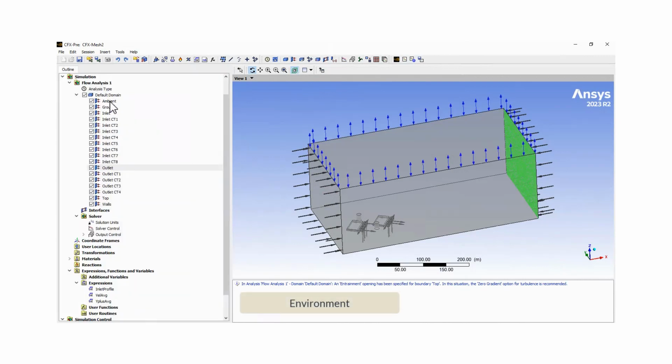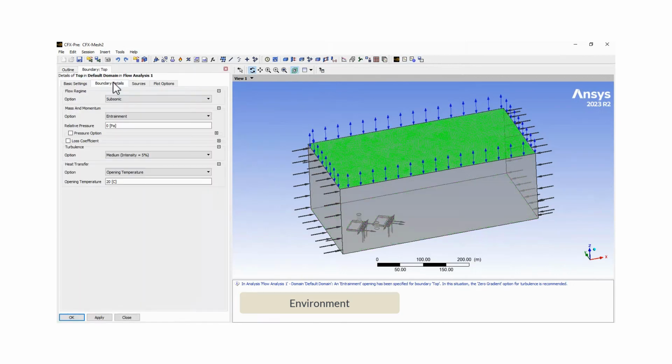The lateral surfaces are defined as free slip walls and the ground as a non-slip wall. The top surface is an opening with the entrainment option for mass and momentum with zero relative pressure.